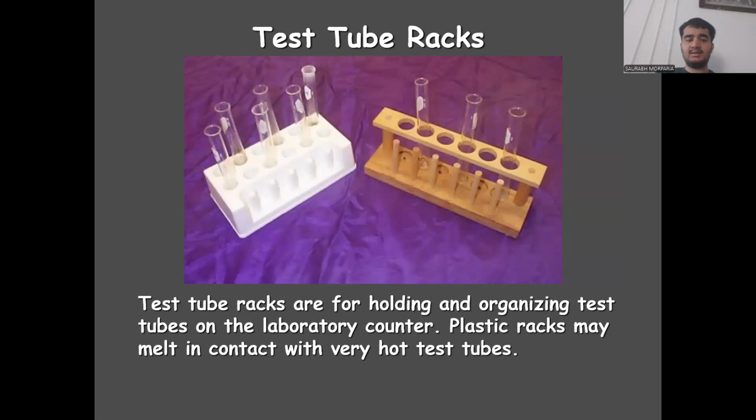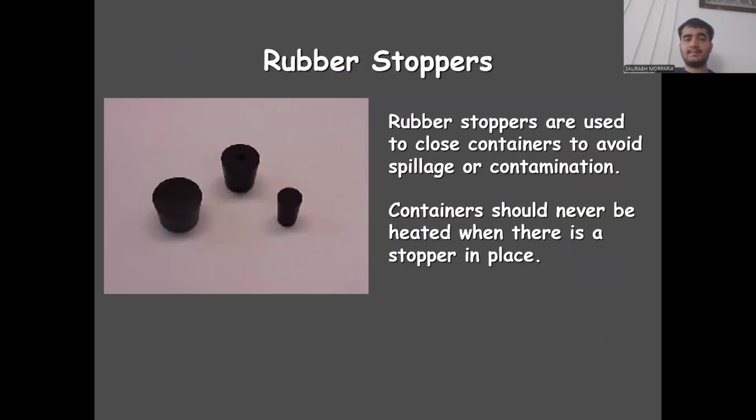Test tube rack. Test tube racks are used for holding and organizing test tubes on the laboratory counter. Plastic racks may melt in contact with a very hot test tube. Rubber stoppers are used to close the container to avoid spillage or contamination. Containers should never be heated when there is a stopper in place.